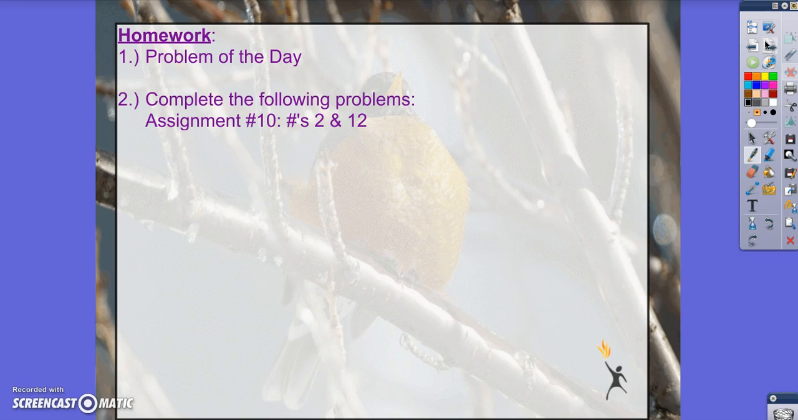Make sure you are completing the problems to do your check work before we come to class. Problem of the day from the beginning. And then I'm only giving you 2 problems I want you to try on assignment 10, 2 and 12.